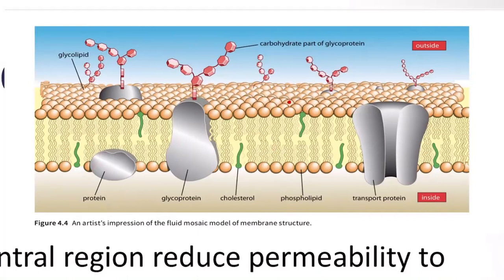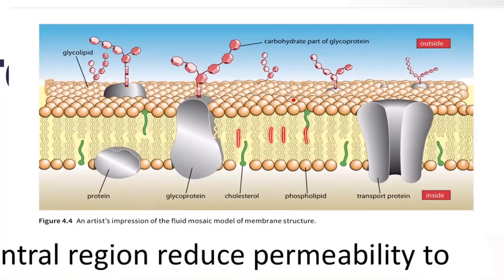Another thing: the cholesterol, since it's a hydrophobic substance, acts as a barrier to the movement of many polar substances. So this means that many polar substances which might be toxic to the cell, and which should not enter the cell, will be stopped by cholesterol and the hydrophobic fatty acids.